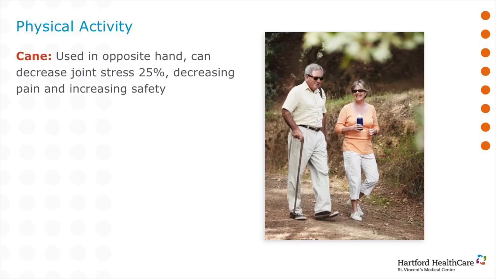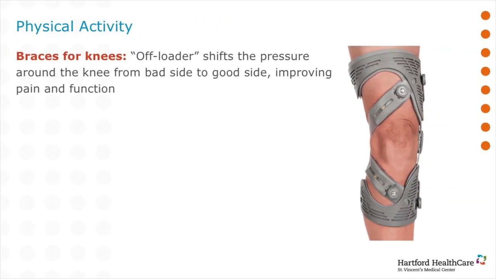We also may recommend that you use a cane. If this is used in the opposite hand from the affected hip or knee, it can effectively reduce the forces across the bad joint by 25%. For certain indications, we may recommend the use of a brace for the knee. We typically recommend an off-loader brace, which will shift the pressure off of the affected side of the knee to the unaffected side, decreasing your pain and increasing your function to allow you to continue activities.